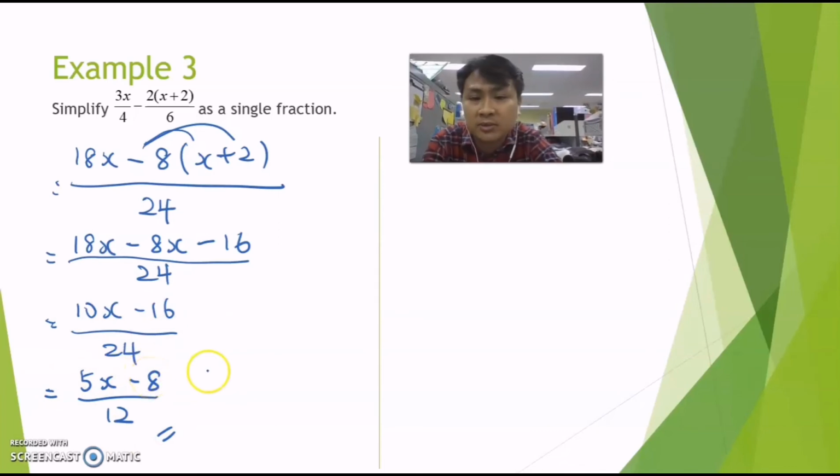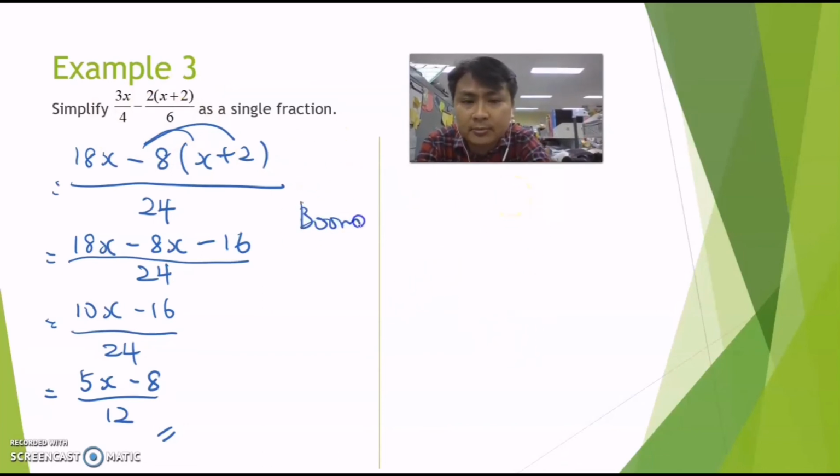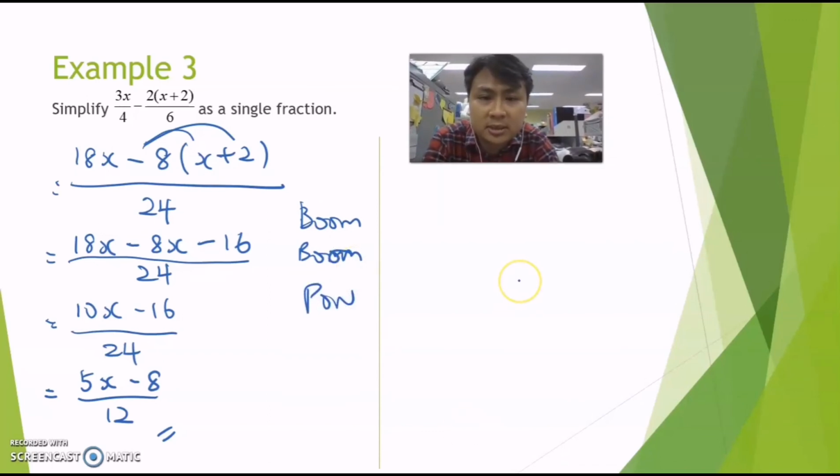So some of us may be familiar with getting the LCM for this question, right? So I'll show you how to actually get the answer using the LCM as well. Okay, so this is using boom boom power. We can also get the answer using the normal LCM method. So if we look at 4 and 6, what is the common denominator for this question? Okay, so the common denominator is actually 12. What I need to do here, I need to multiply by 3. I need to multiply by 2. Okay, so I can do that.